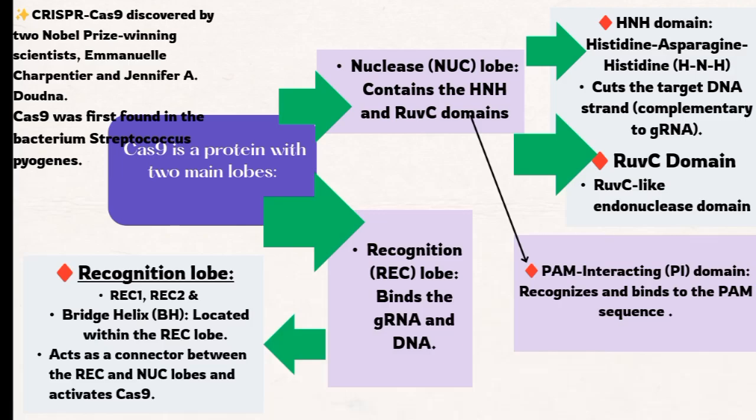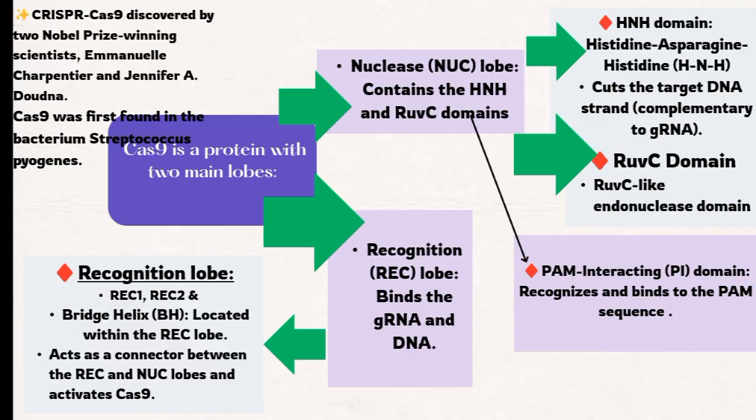Cas9 protein has two main lobes, the nuclease lobe and the recognition lobe. This nuclease lobe contains the histidine-asparagine-histidine (HNH) domain which cuts the target DNA strand. Then it also has the RuvC domain. Then the nuclease lobe has a PAM interacting domain which helps in recognition and binding to the PAM sequence.